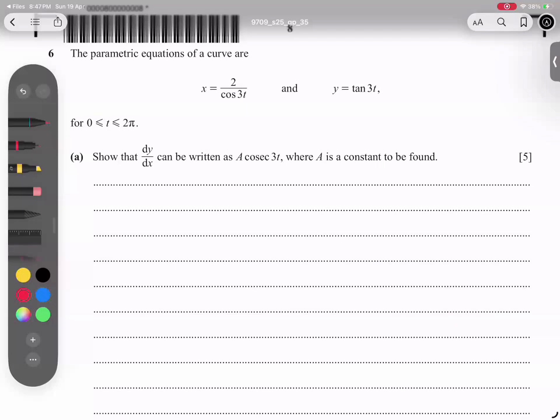Question number 6, students. We have been given an x equation and a y equation, which we can call parametric equations. We'll find dy over dx and write it in this format, and we also have to find the constant a. So how do we do it? We have a chain rule formula, students.